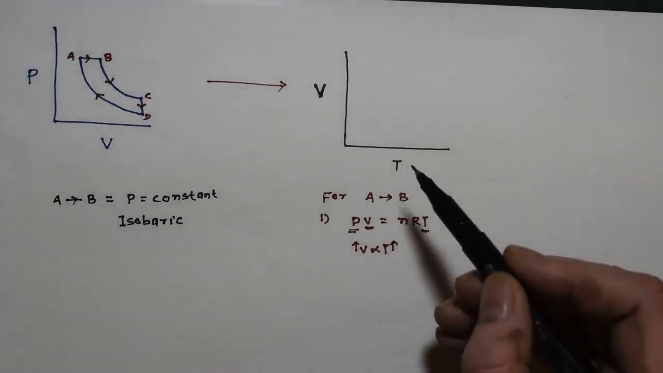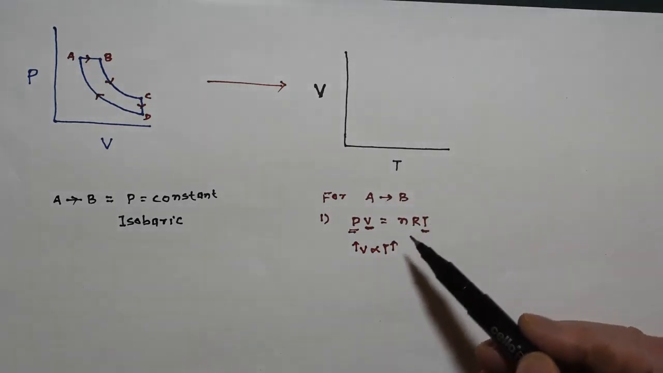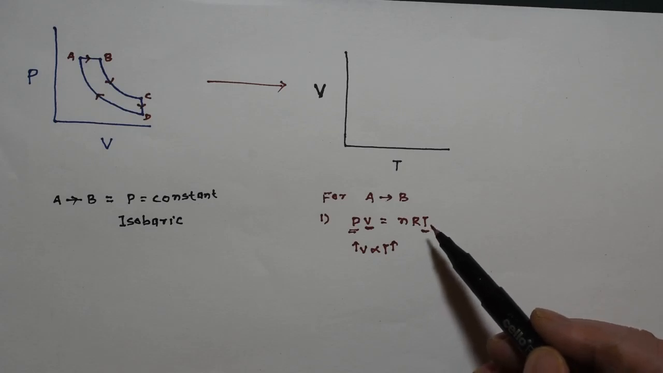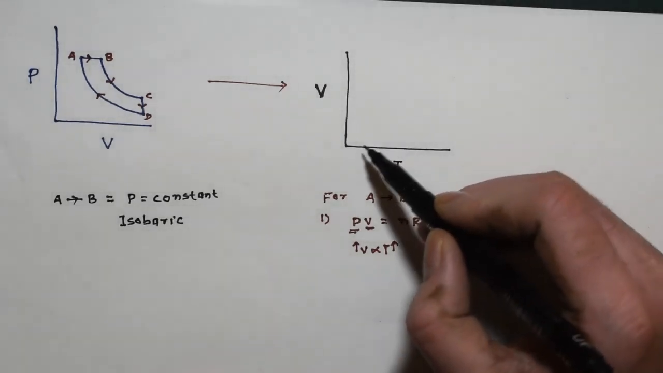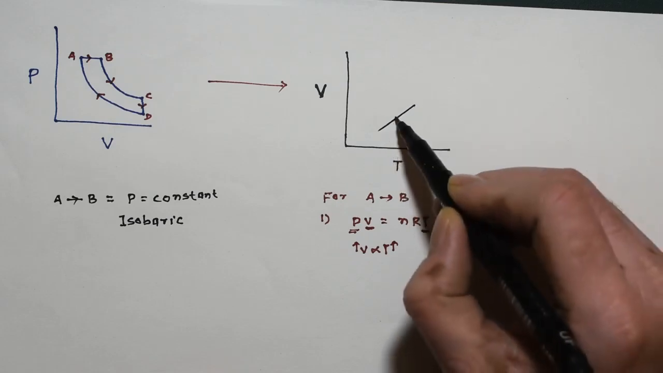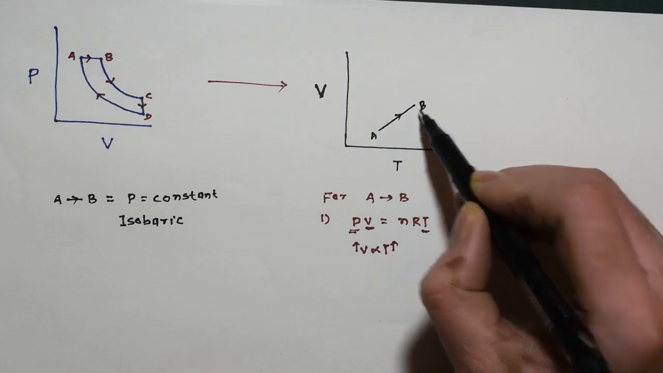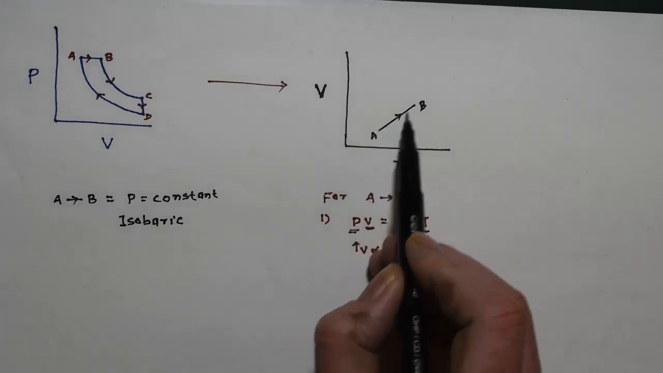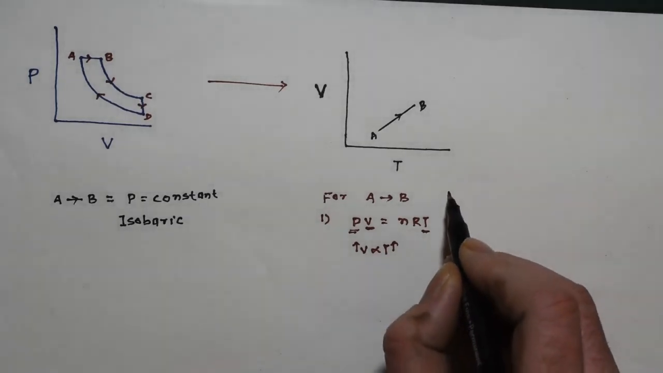That means in this VT graph, both volume as well as temperature are increasing. That means we can draw a diagram like this. This is A and this is B, because in this process volume increases and temperature also increases.